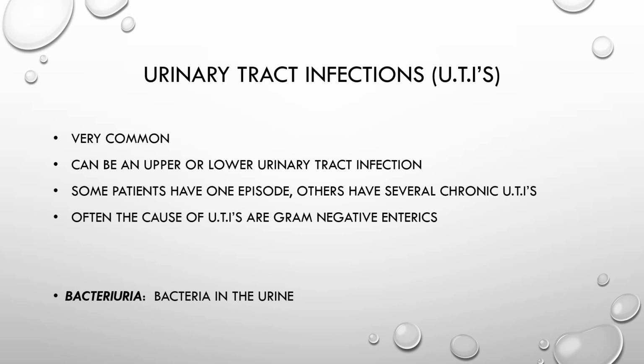Often the cause of a UTI are the gram-negative enterics, and that would be E. coli, your number one cause of a urinary tract infection, and Proteus mirabilis is the number two cause of a urinary tract infection. Bacteriuria is a term that means bacteria in the urine.